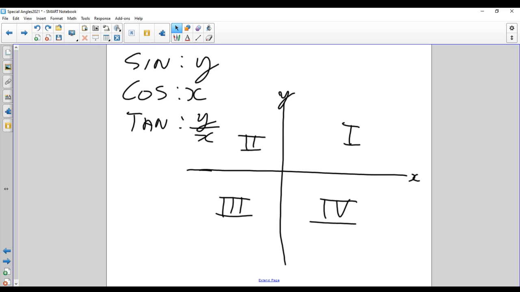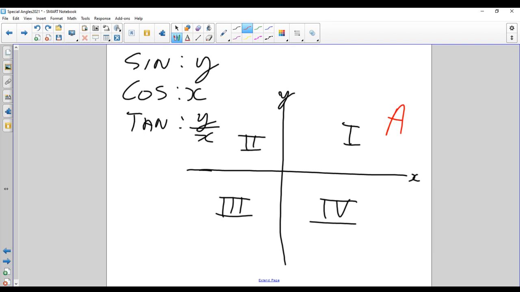Well, they should all be positive, because I'm on the positive side of the x-axis and I'm on the positive side of the y-axis. So it means that sine should be positive because I'm on the positive side of the y-axis. Cosine should be positive because I'm on the positive side of the x-axis. And tangent should be positive because I'm dividing a positive by a positive. So I'm going to say that in that quadrant, they're all positive. All. A for all.